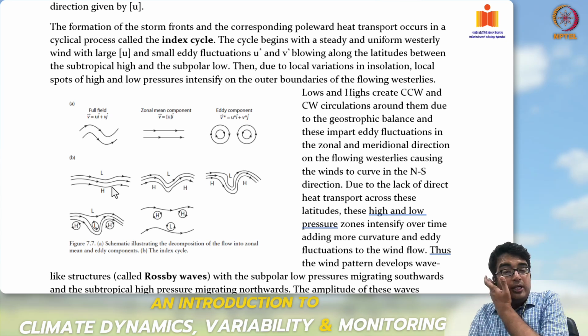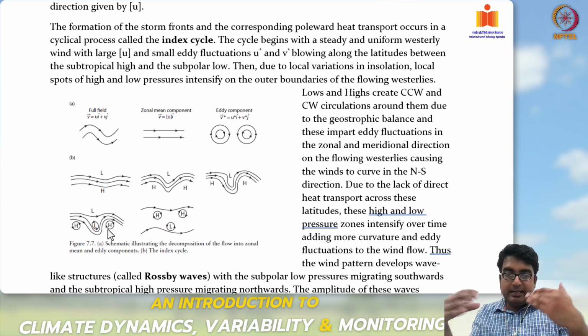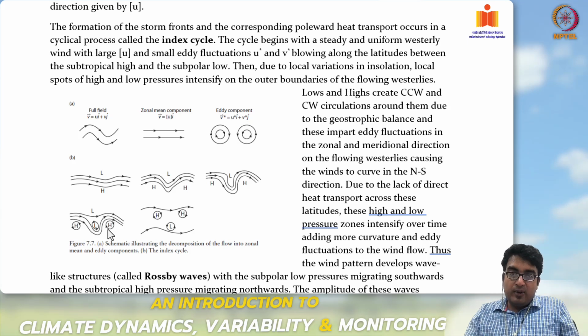So, initially, we have small undulations. Due to perturbations, the undulations become stronger, creating island high and low pressure zones that migrate in opposite directions till they again dissipate away, and again the cycle begins. So, this entire cycle is called an index cycle.